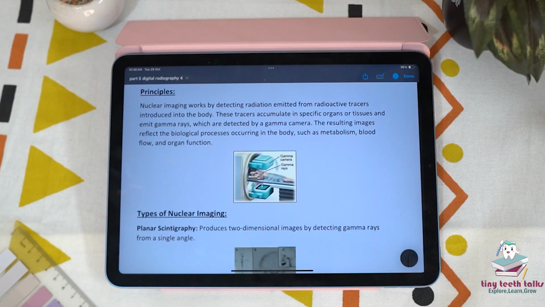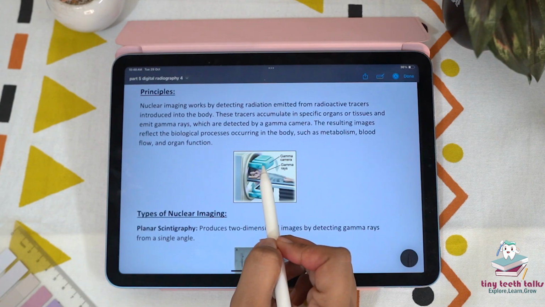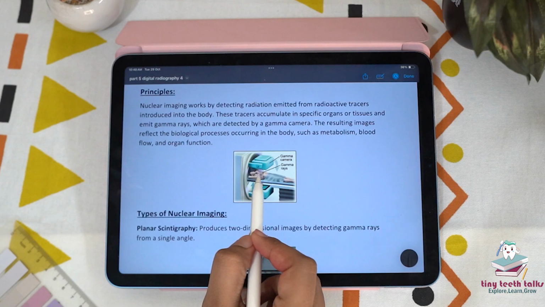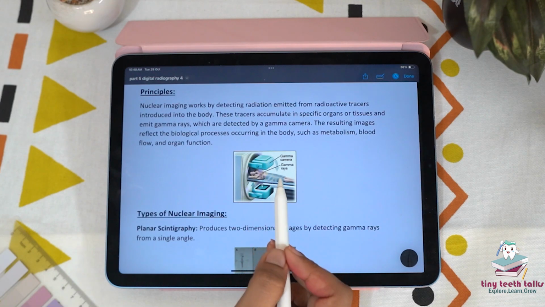Now, these gamma cameras capture the gamma rays emitted by tracers, and these detectors convert the gamma rays into electronic signals. These electronic signals are processed by a computer to create images, and these images reflect the distribution of the tracer within the body, providing information about the function and the structure of organs and tissues. These are the cameras and gamma rays emitted, and this is the gamma camera which captures these gamma rays.